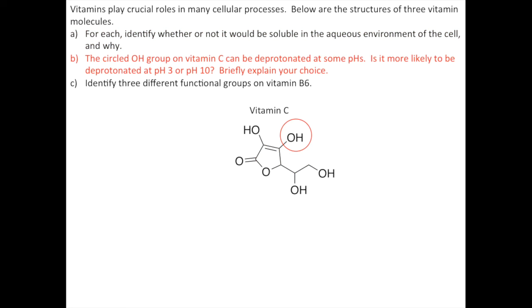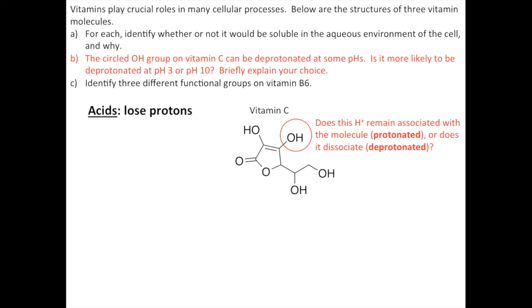Now let's look at part B. A key definition that you need to know to answer this question is what it means for something to be deprotonated or protonated. This means that the molecule or functional group either has a proton, a hydrogen ion, H+, or it doesn't. We usually use these terms to refer to acids and bases. Acids can lose protons or become deprotonated, while bases can pick up protons and become protonated.